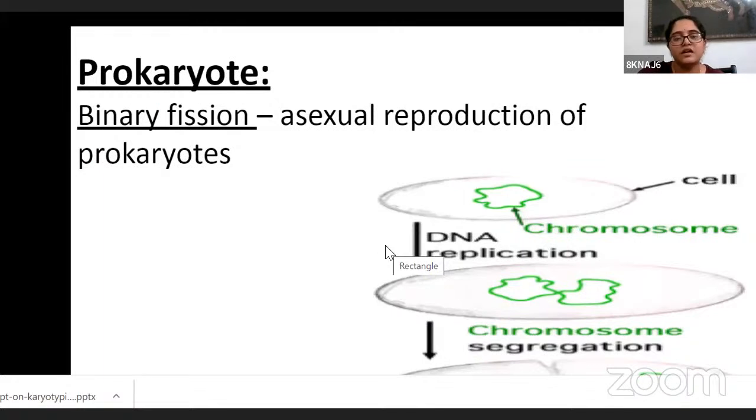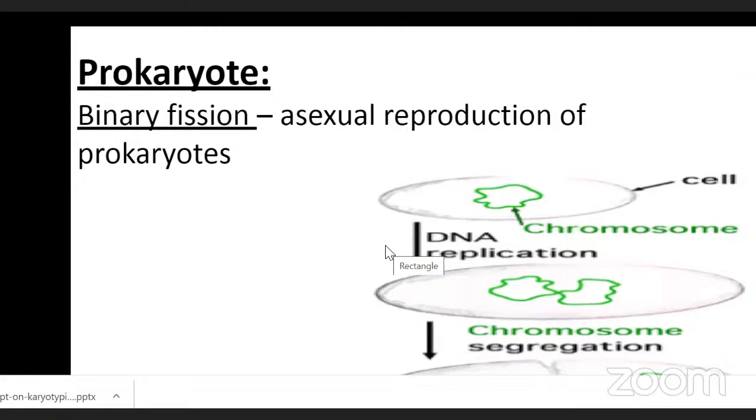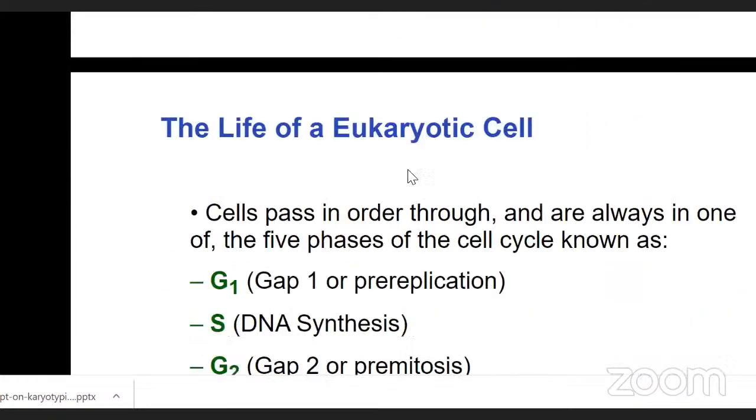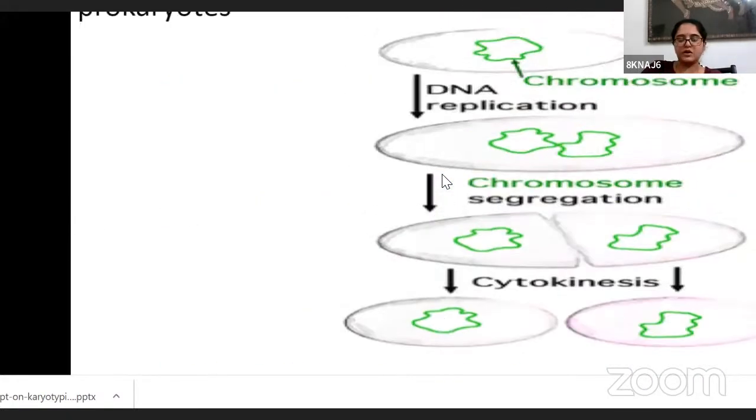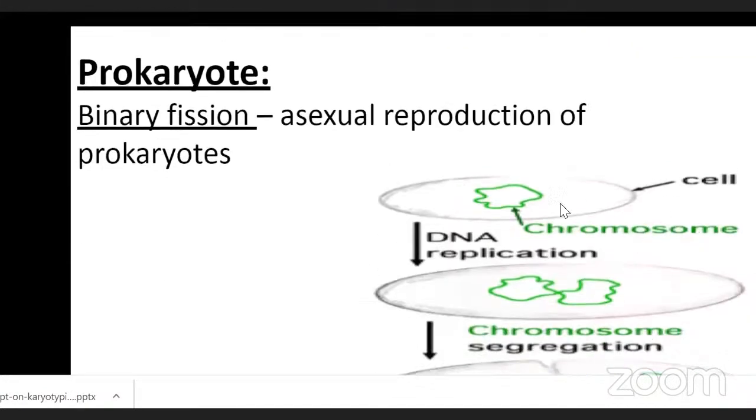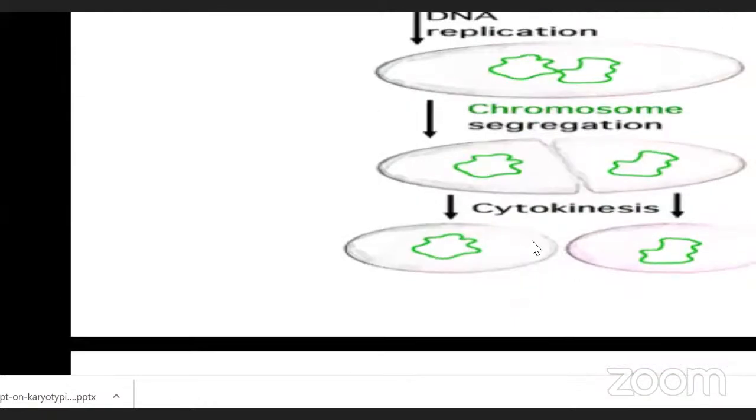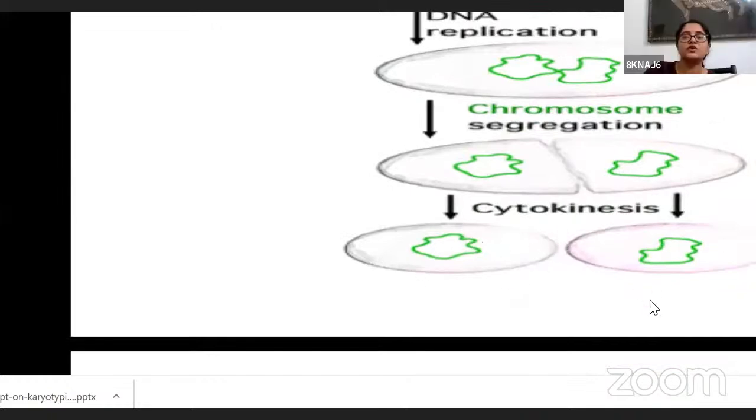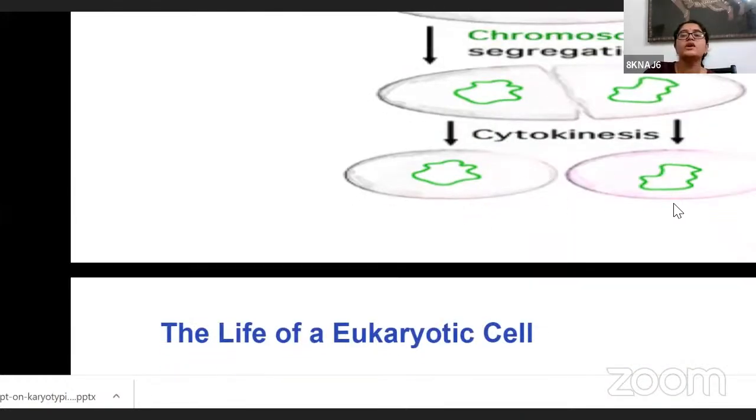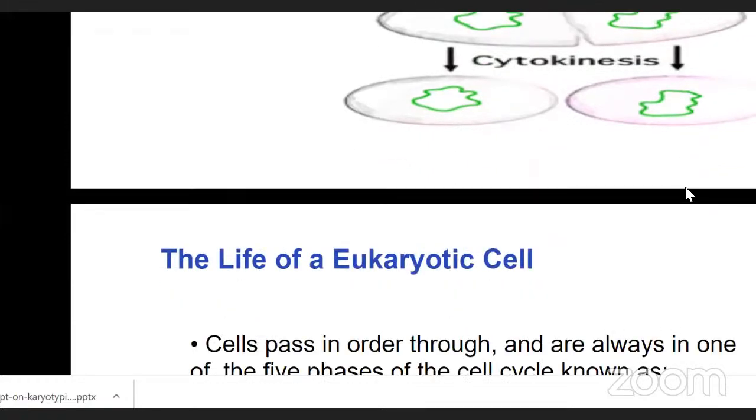So anyway, in prokaryotes you have binary fission, and in eukaryotes you have mitosis. So we'll come to that later. Mitosis and meiosis, that is the sexual type of division, basically. So the cell DNA replication takes place, then division of the chromosome into parts, segregation, and cytokinesis, the production of the cellular material, by which you get two similar cells.